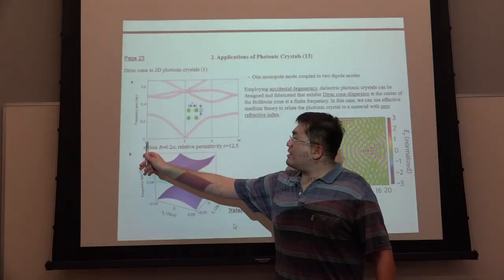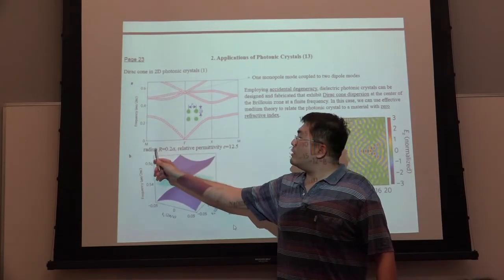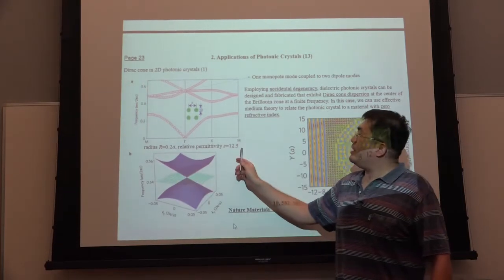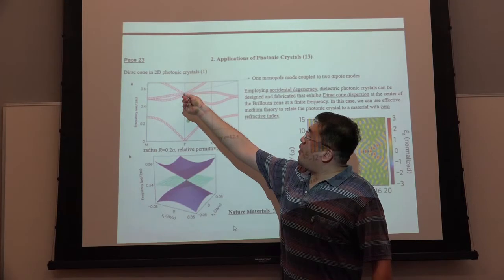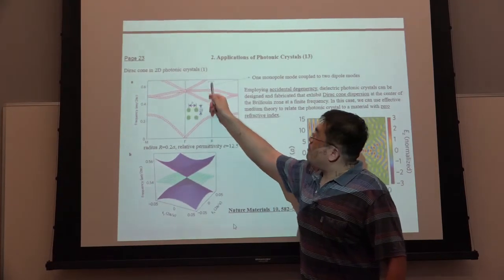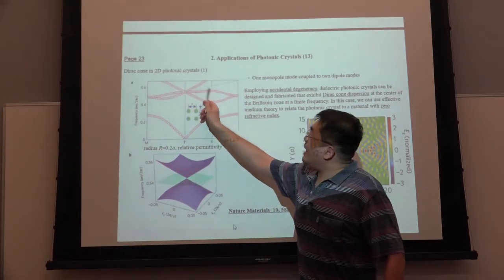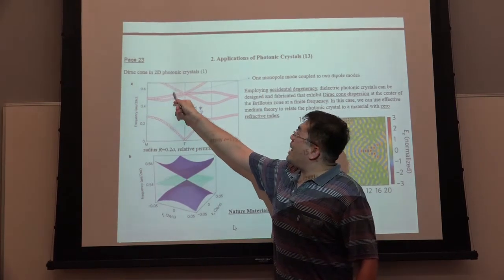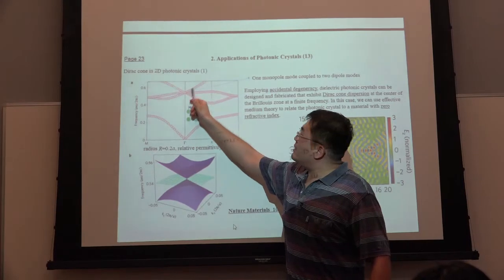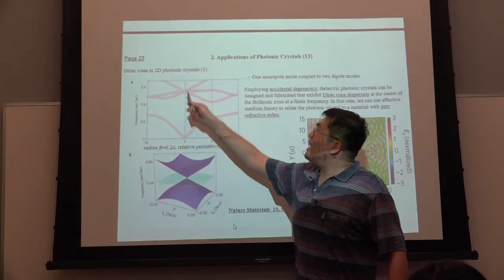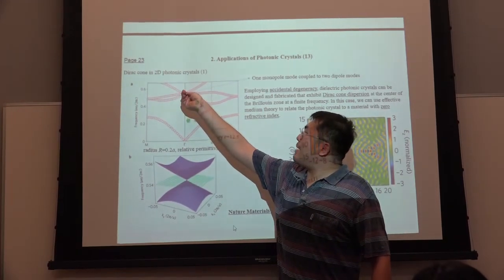They just set the radius r equal to 0.2a, and the permittivity to some constant, and you'll find it has this point. At this point, they have three bands degenerate. This one is flat. It's a monopole mode, and these two are dipole modes, and the three are degenerate at the same point.